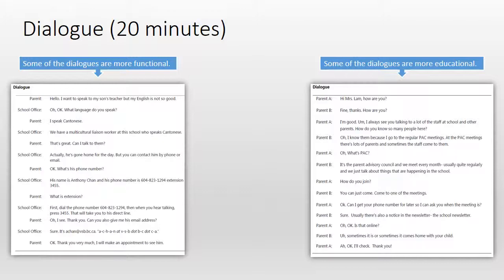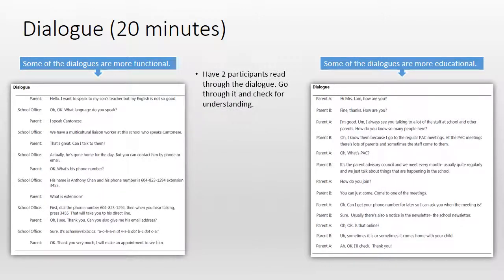Depending on the topic, some of the dialogues are more functional and some are more educational. Pause this recording and take a little time to look at the two examples on this page. As you can see, the dialogue between the parent and the school office would be more useful for participants to practice, whereas the dialogue between parent A and parent B is more informative rather than functional.